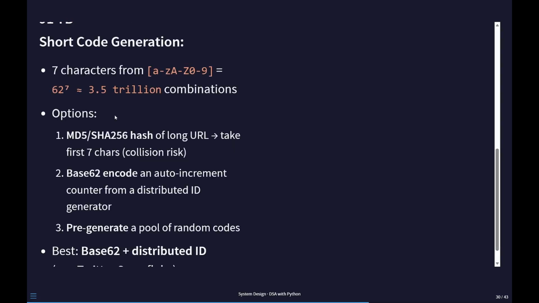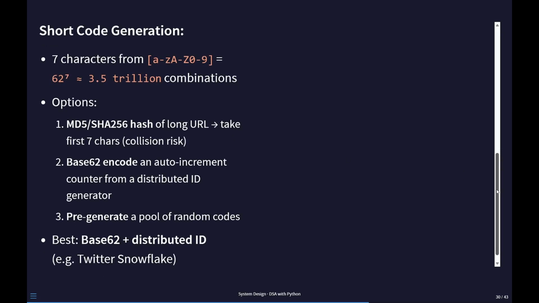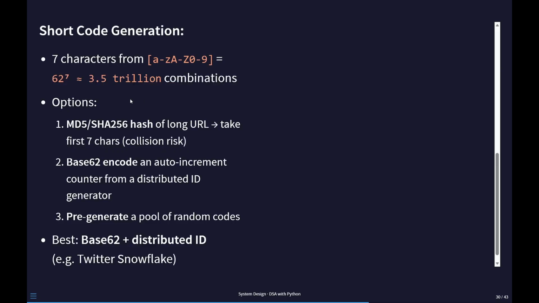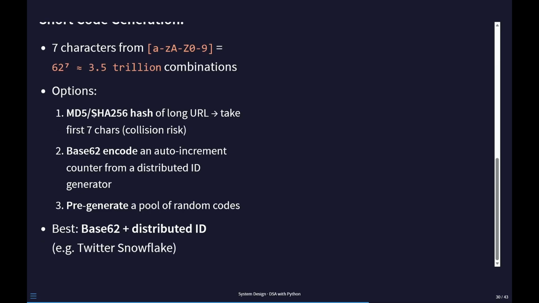The critical design question: how do you generate short codes? You need globally unique 7-character codes. Using all alphanumeric characters, 62 options per character, gives you 62 to the 7th power, roughly 3.5 trillion combinations. More than enough.